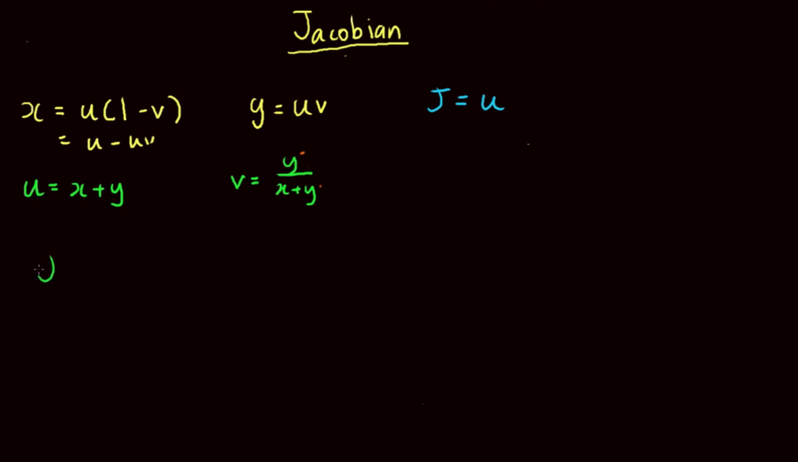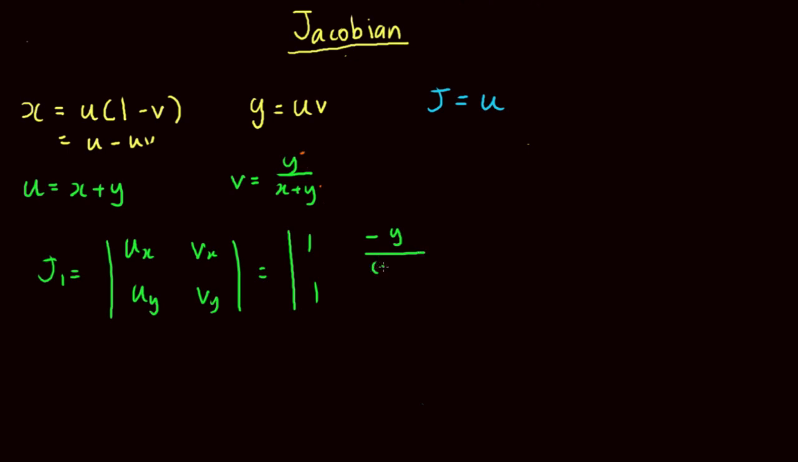Okay, so for J1, then just simply ux, uy, vx, vy. So ux will be how much? Ux will just become 1. Uy also becomes 1. Vx is just negative y over x plus y squared. Okay, I'll write a bit more nicely: negative y over x plus y to the power of negative 2.